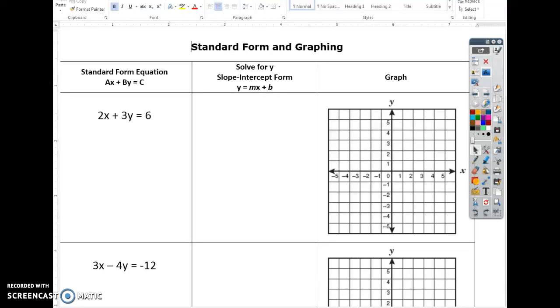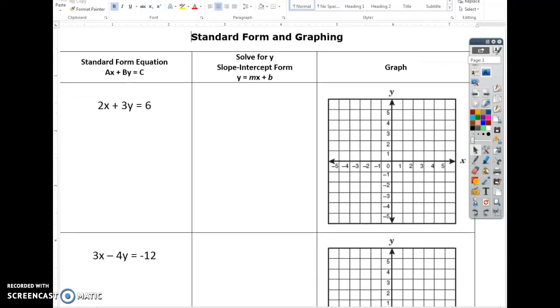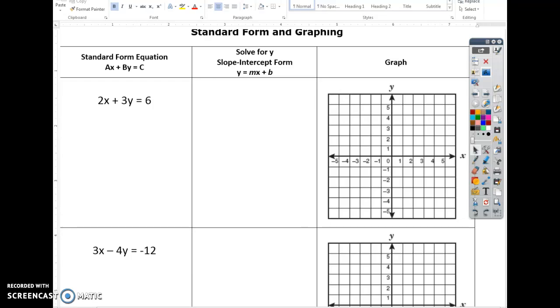Okay, so for this one, make sure that when you are graphing or looking at tables that everything is in y equals, and if you look at these equations, they're not in y equals. So I'm going to do problem number 2 just because it has negatives. Okay, problem number 1's pretty easy.